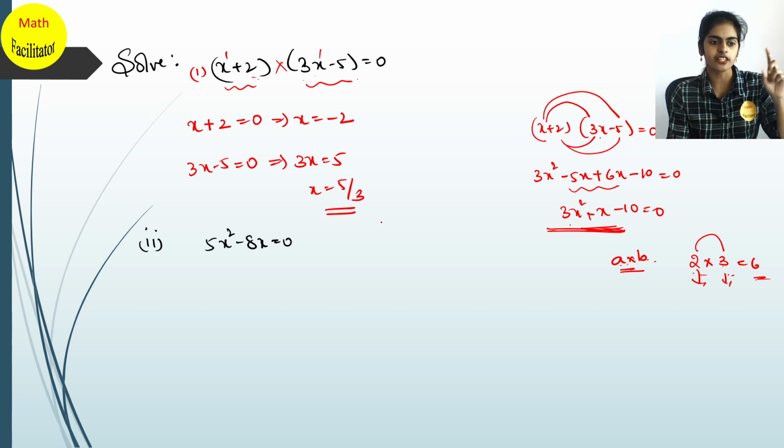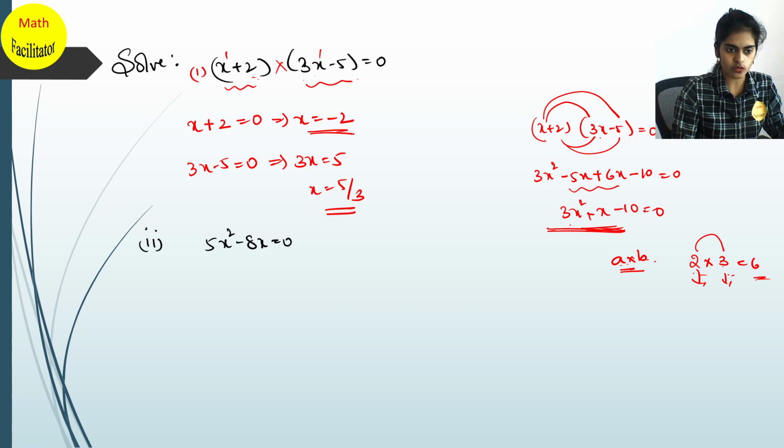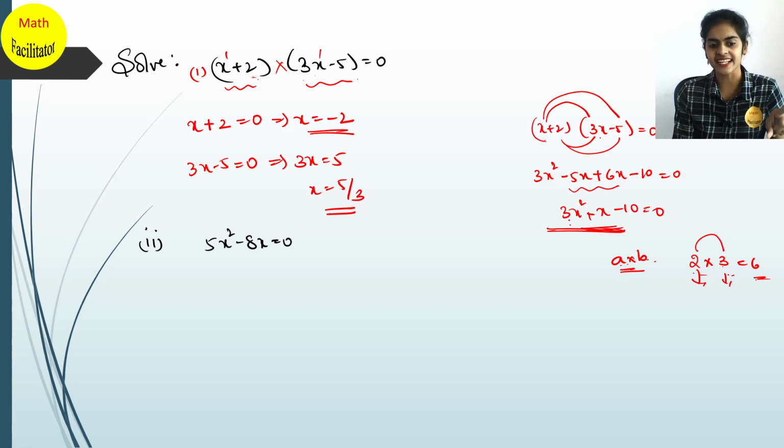So you got two values of x. One is -2 and the other is 5/3. These two are nothing but the roots of the quadratic equation (x + 2)(3x - 5), which is nothing but 3x² + x - 10. Next, 5x² - 8x equals 0.